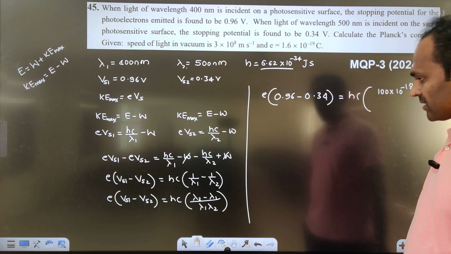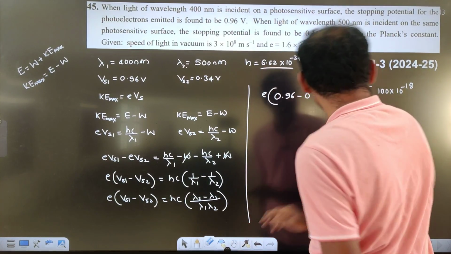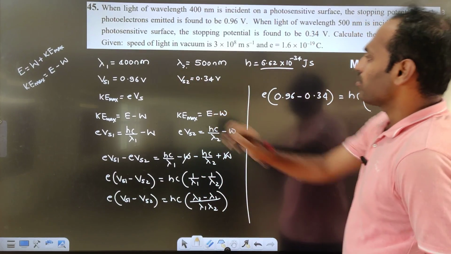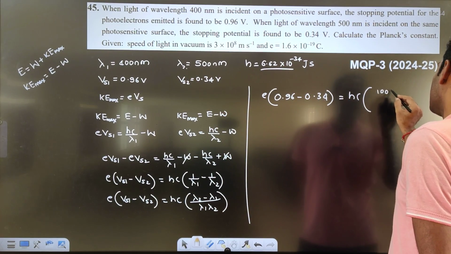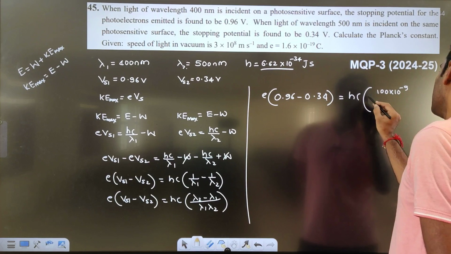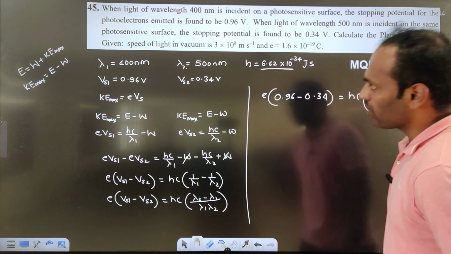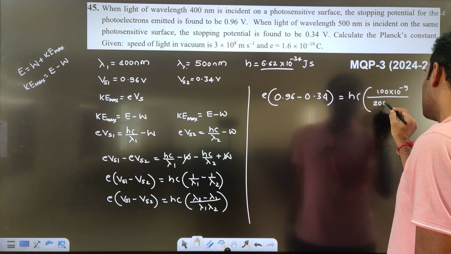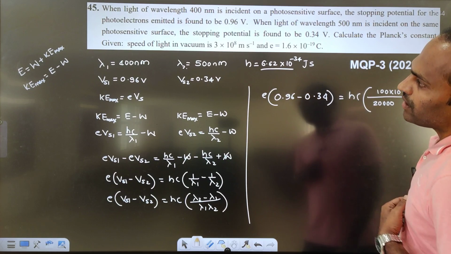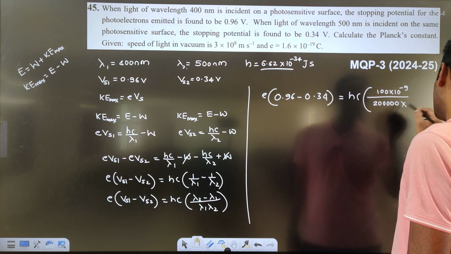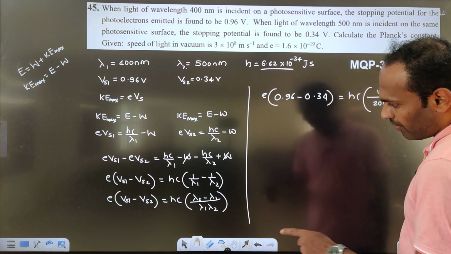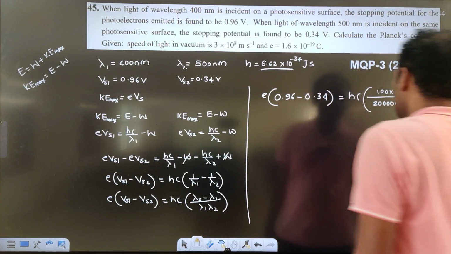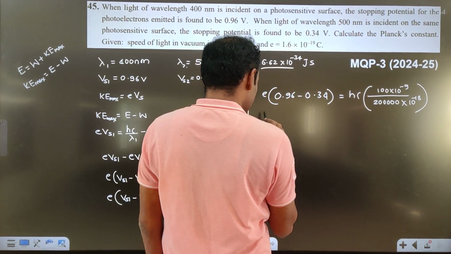Sorry, we are subtracting. See, 500 nanometer minus 400 nanometer will be 100 nanometer. Nano means 10 to the power minus 9. Divided by, we are multiplying now lambda 1 into lambda 2, 400 into 500. So it will be 2 lakh. It will be 2 lakh into nano, 10 to the power minus 9 into 10 to the power minus 9. So it will be 10 to the power minus 18. Correct? Okay, so we'll simplify this again.